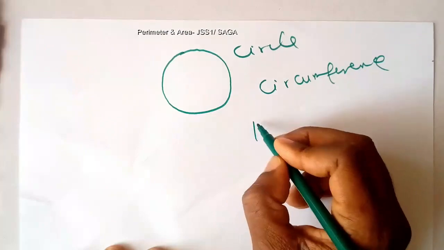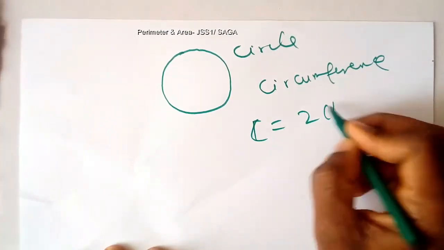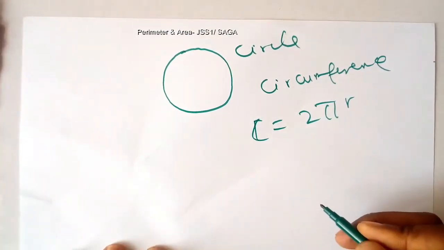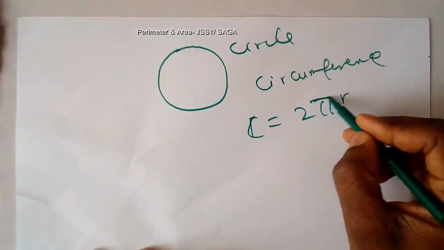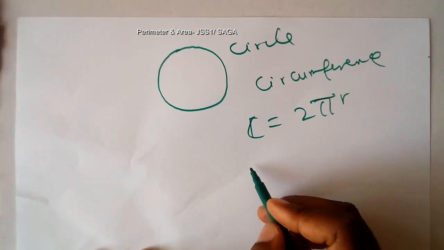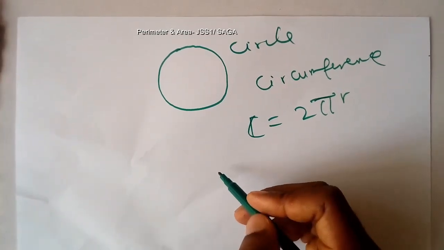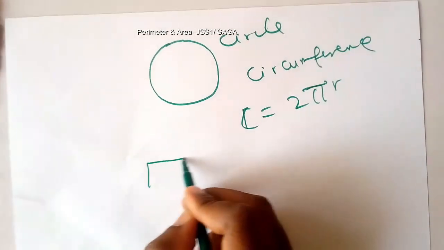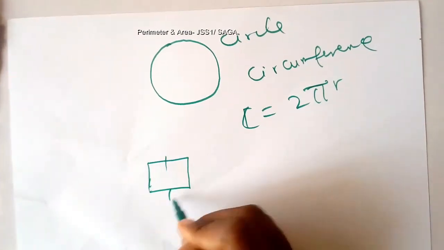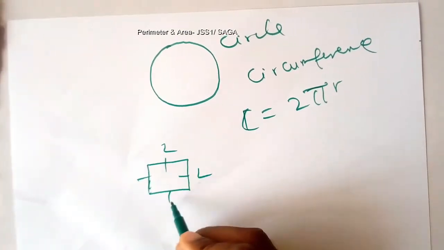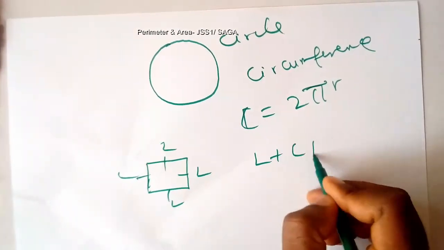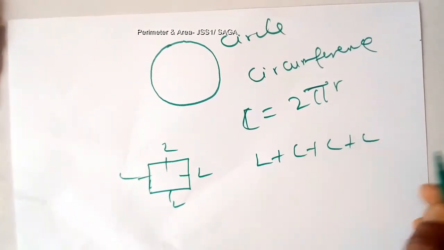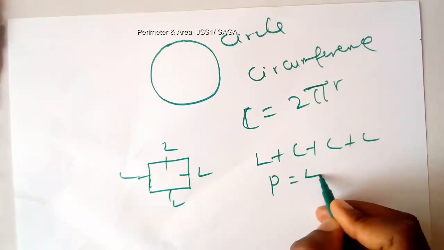Okay, of which the circumference equals 2 pi r. Apart from a circle, for any other shape we can find the perimeter without a formula. Even the perimeter of a square: the four sides are equal. If here is L, here is L, here is L, here is L, we just add everything. That means L plus L plus L plus L. How many L? 4L. We now say perimeter is 4L.